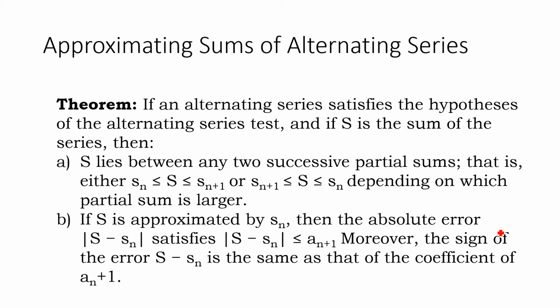two successive partial sums. That is, either you have the sum S is greater than or equal to the first partial sum, but less than or equal to the next partial sum, or you have the sum S is less than or equal to the first partial sum, but greater than or equal to the next partial sum, depending on which partial sum is larger.